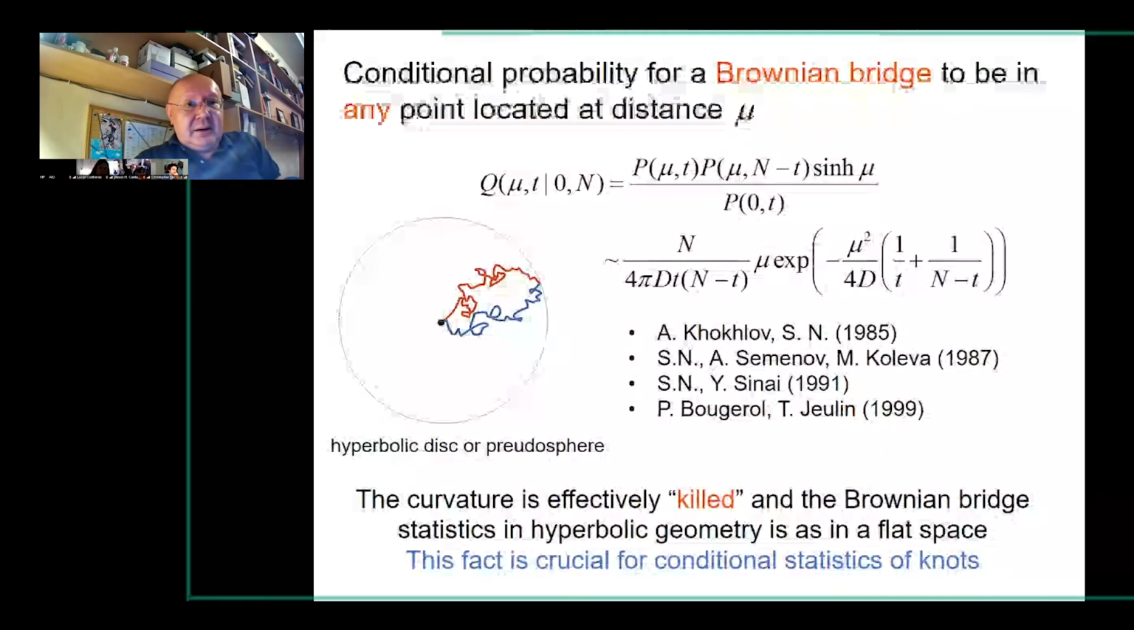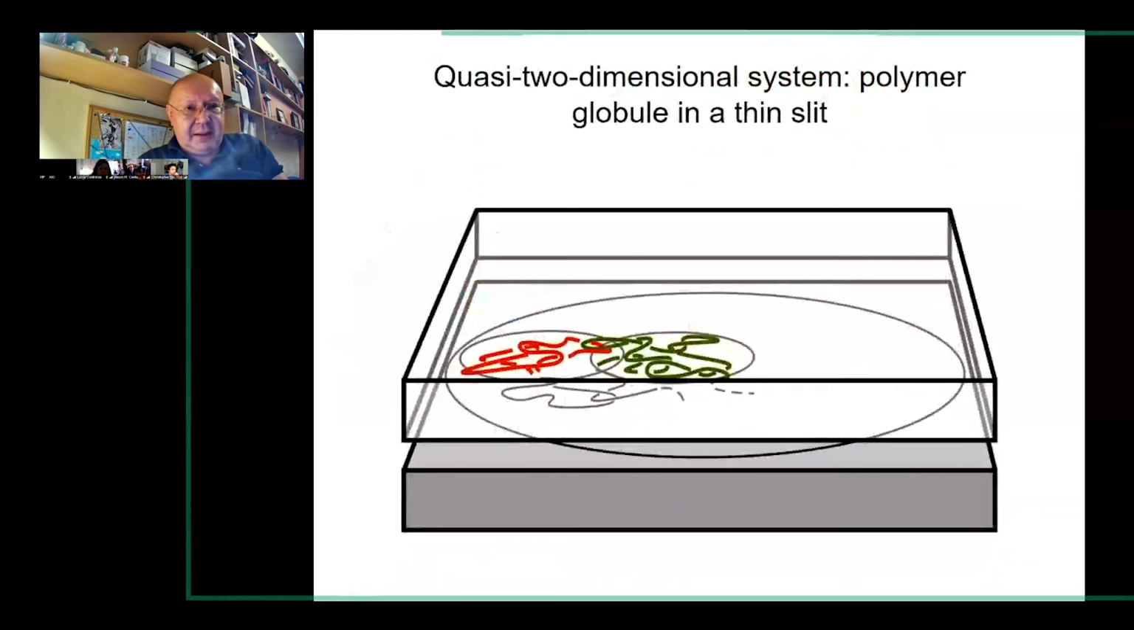And I pay attention to that fact because just this fact is crucial, and as you will see in a moment, for explaining what happens with the random walks with the trivial knots in three-dimensional space. Maybe first I will show you some picture, and then you can ask me questions if you have.